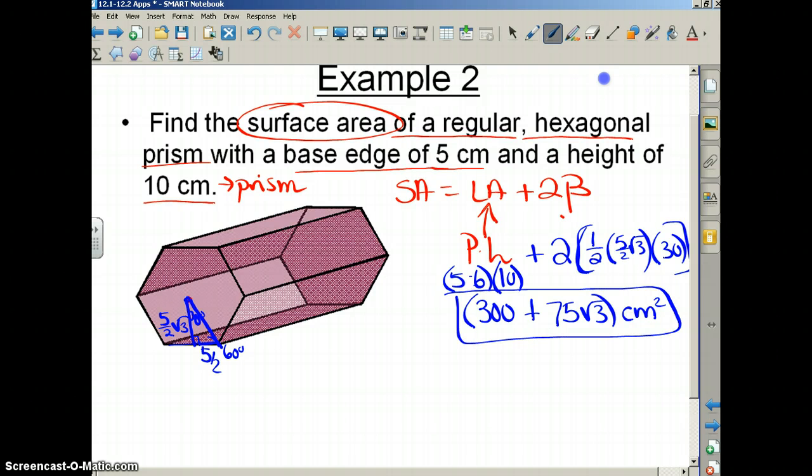Okay, so that's a few applications of the surface area of the prism. We'll do more tomorrow in class. Now you need to go back and click on the video for 12.2.